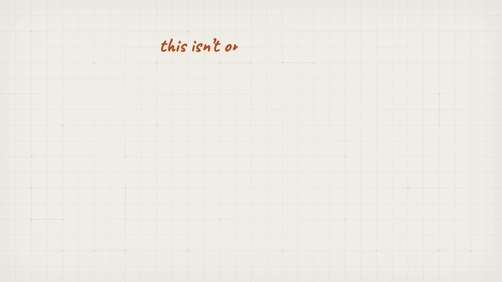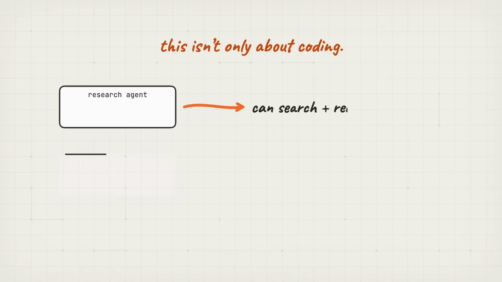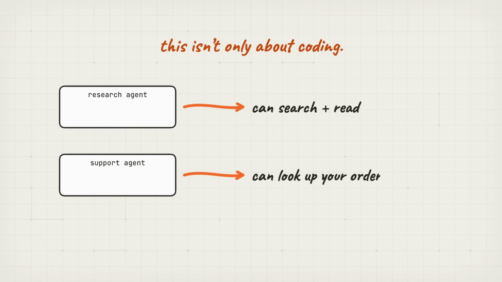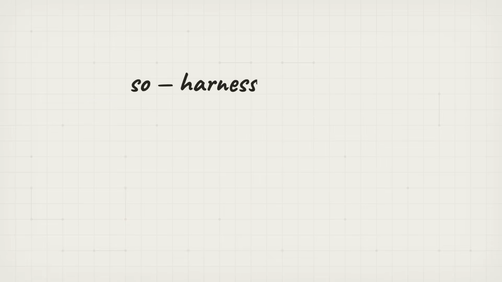And one more thing you should know, this is not only about coding. A research agent is just a model inside a harness that can search and read for you. A support agent is just a model inside a harness that can look up your order. It is the same exact idea, only the tools are different. So you can see the harness is quietly doing a lot more of the work than most people give it credit for.